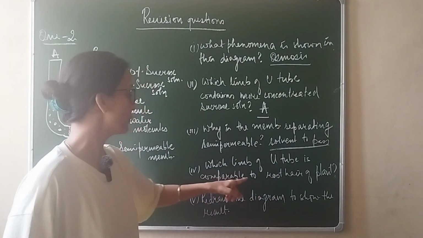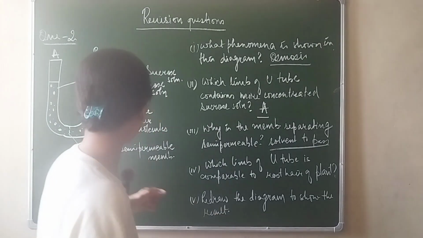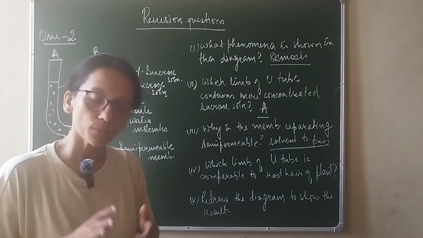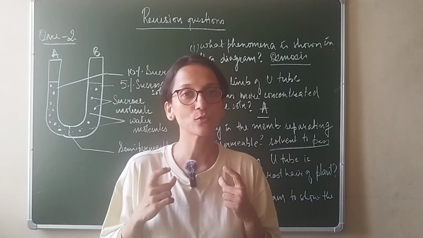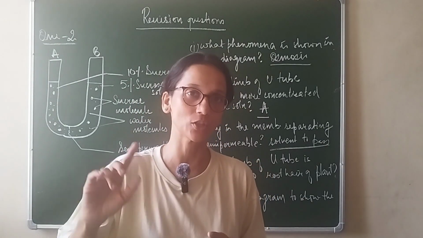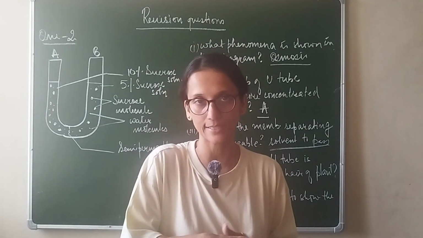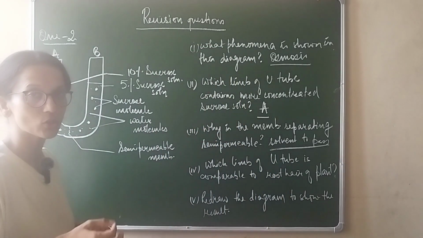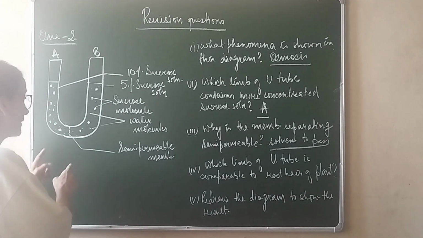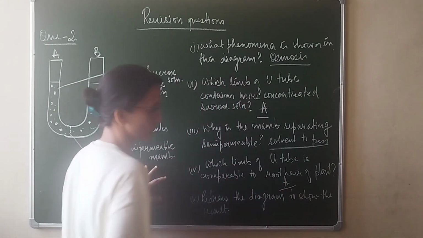Which limb of the U-tube is comparable to the root hair of a plant? This is an excellent question. They are asking you, out of limb A and B, which one imitates a root hair cell? So basically, we have to have this knowledge that the root hair cell has a cell sap which is highly concentrated compared to the water which is present in the soil. Why is it more concentrated? Because it has more salts in it. So out of these 2, if I ask you which is more concentrated, then it is obviously A. So this is imitating a root hair cell. So tube A will be the answer to this question.